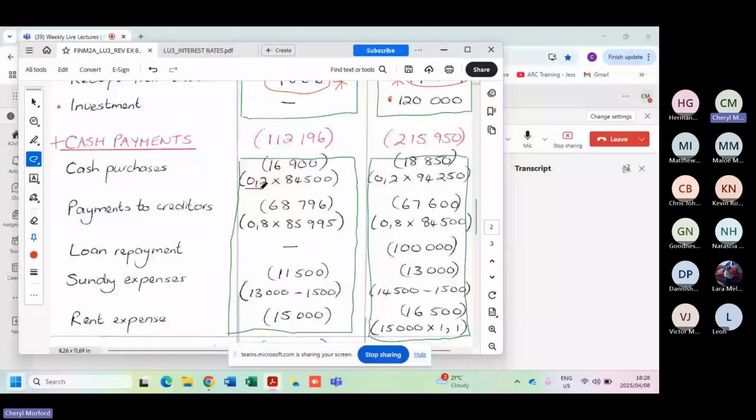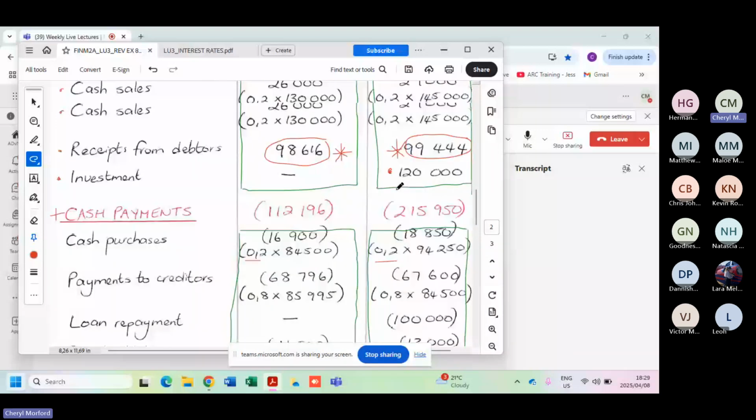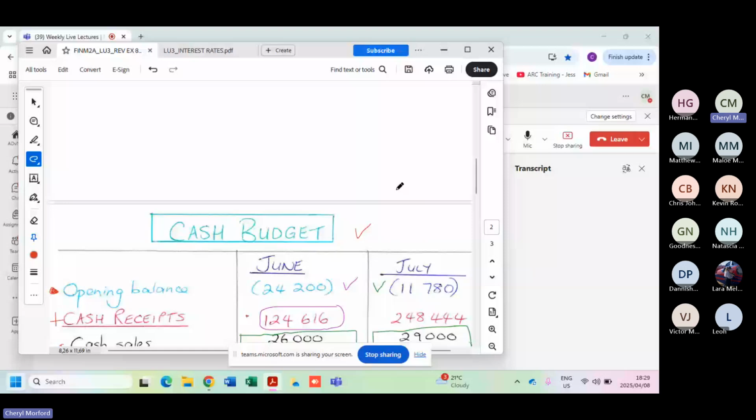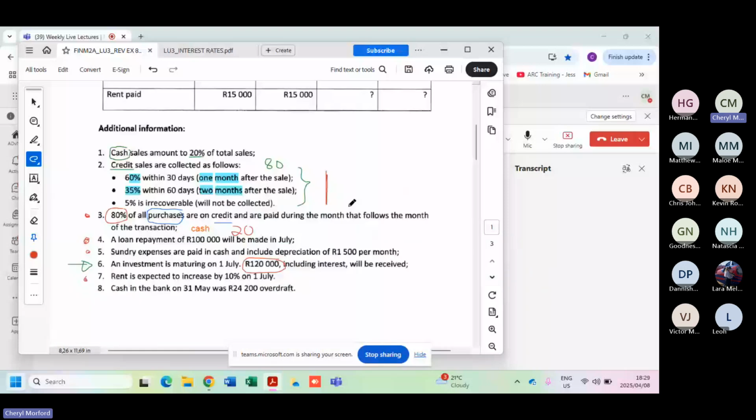Next up is the payment to the creditors. Right, so as we know, it's 80%. And how do we pay? Quite nice and easy over here. Let's highlight that in a bit of a different color.